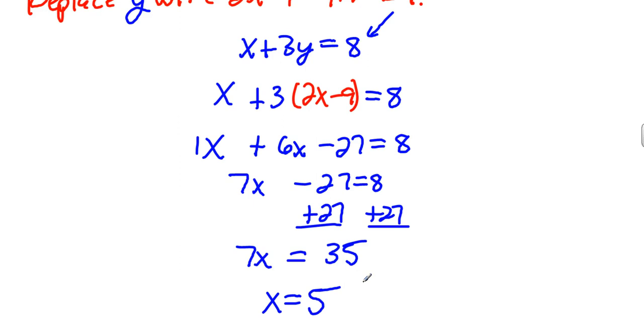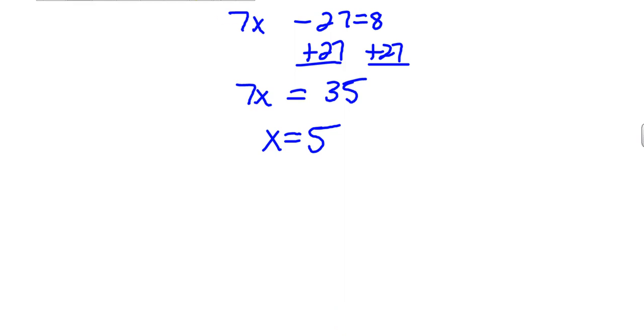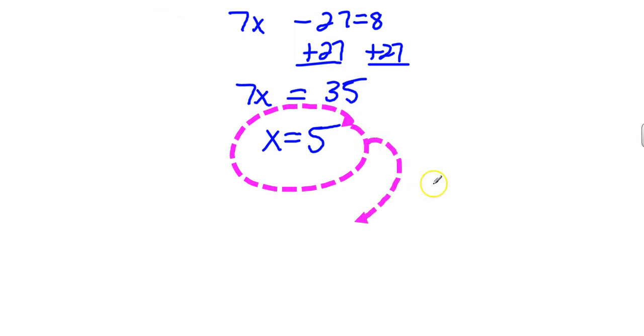The good thing about the homework is it's either going to ask you to put the answers in an ordered pair or give you a block for x and y. Once you've got the x value, you've got to go back and figure out the y value, because you're looking for where these two lines are going to cross. So we're going to take this x equals 5 and plug it back in to find out what the y value is going to be.